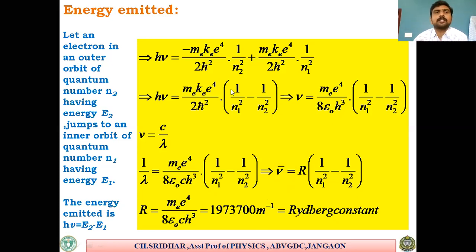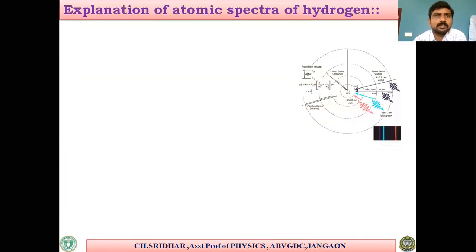So this is the energy emitted when an electron in an outermost orbit having quantum number n2 and energy E2 jumps to an inner orbit of quantum number n1 and energy E1, and the frequency is given by mu equals Me e to the power of 4 by 8 epsilon naught h cube into 1 by n1 square minus 1 by n2 square. This 1 by lambda is denoted as the wave number, and the wave number is given by nu bar equals R into 1 by n1 square minus 1 by n2 square. So using this equation, we can explain the atomic spectra of hydrogen.